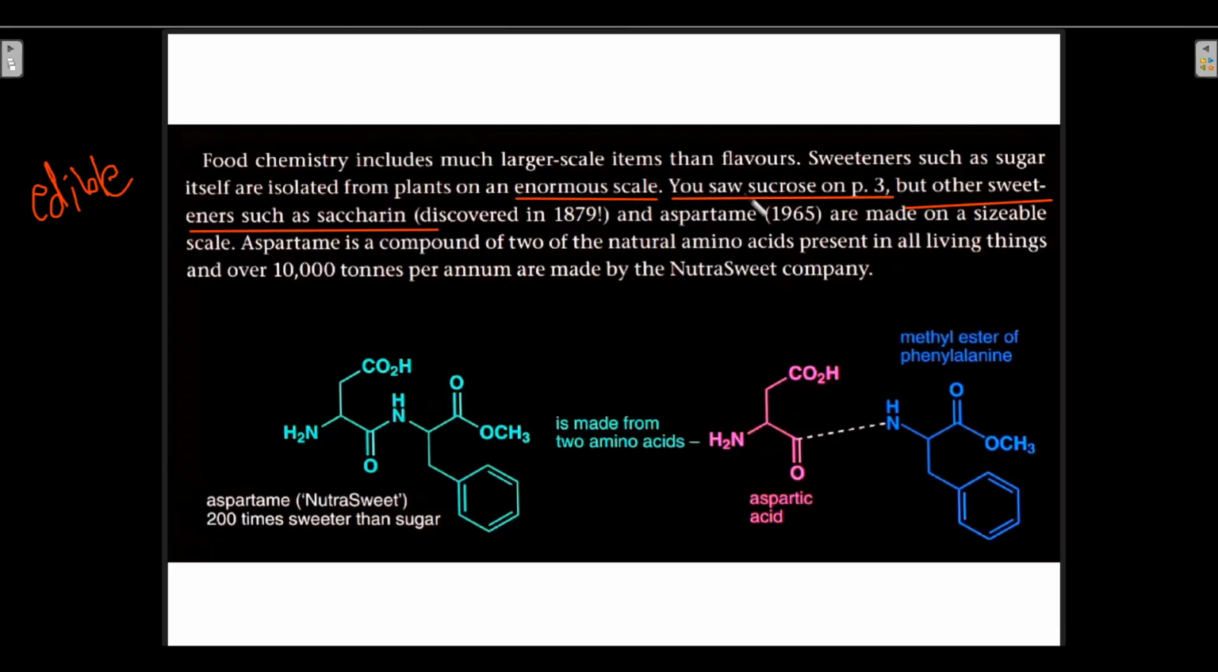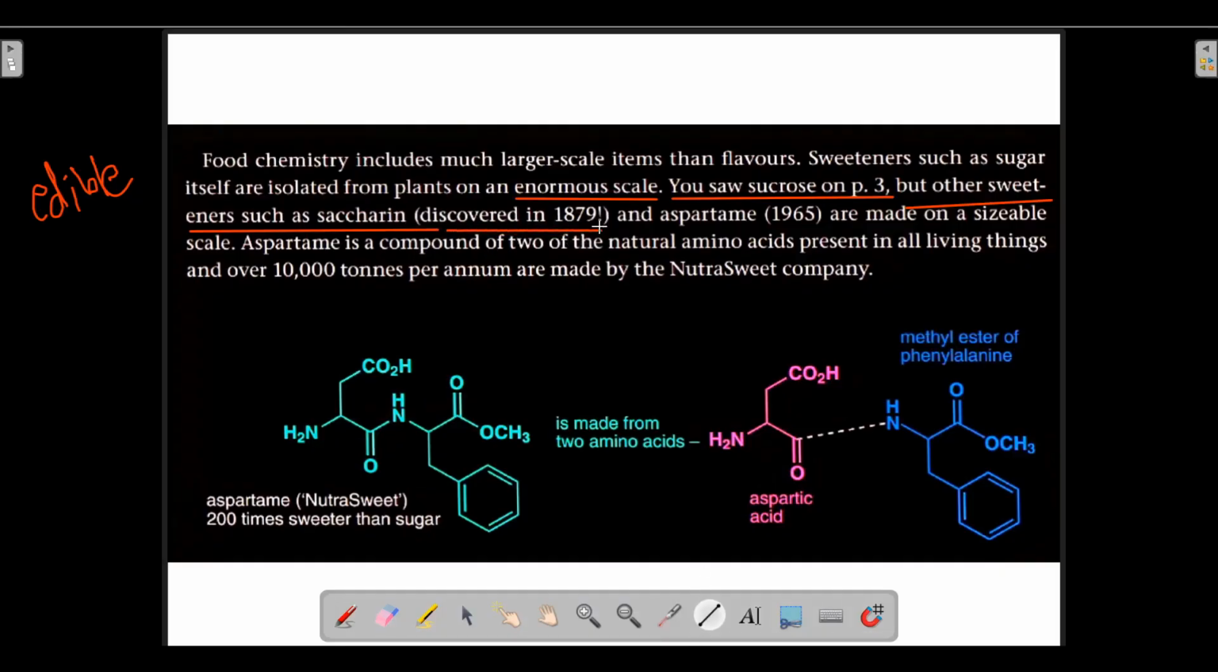So sucrose is not the only sweetener. Other sweeteners such as saccharin were discovered in 1879, which means it is a very old sweetener indeed. Aspartame was discovered in 1965. When was aspartame discovered? In 1965. This is the structure of aspartame.